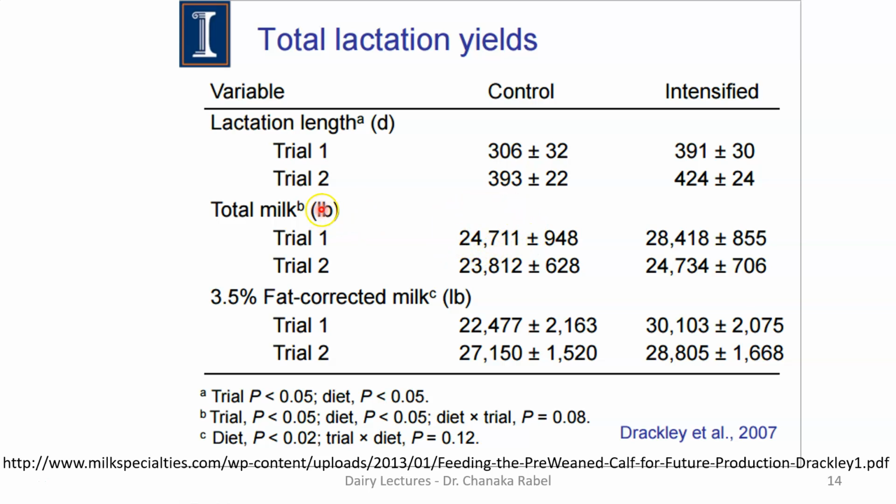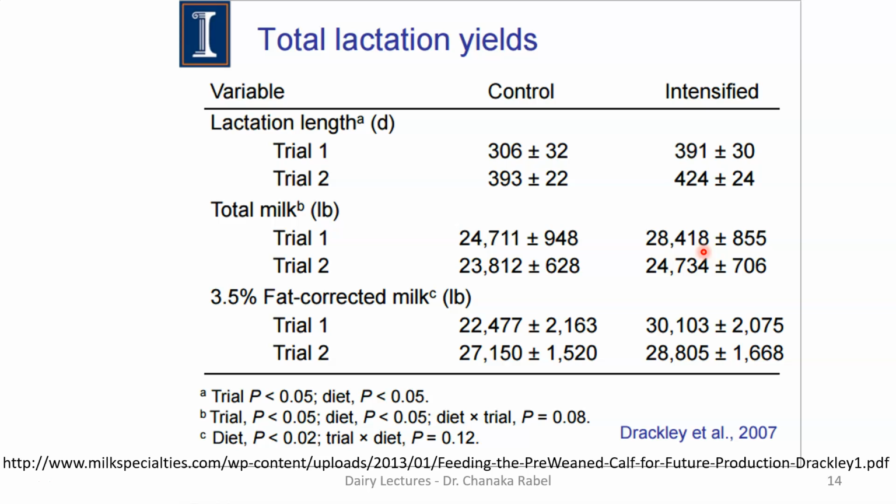If it's kilograms, these are pounds. And here, let's say for ease of calculation, 30,000. 3% of 30,000 is 900. So our total fat was higher here. So although the milk composition, 3% fat, was the same for control and intensified group, if you take the total fat, 750 kilograms here, 900 kilograms here.